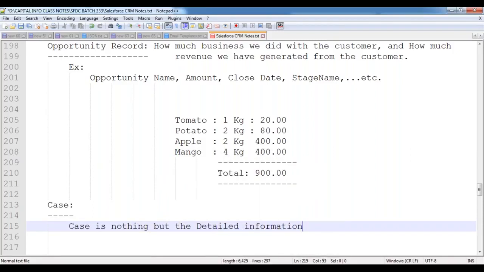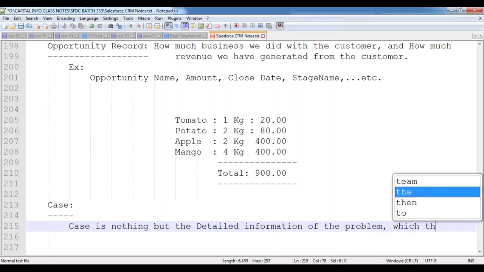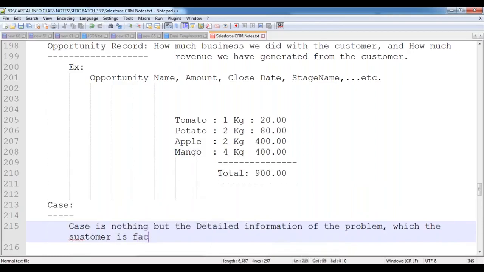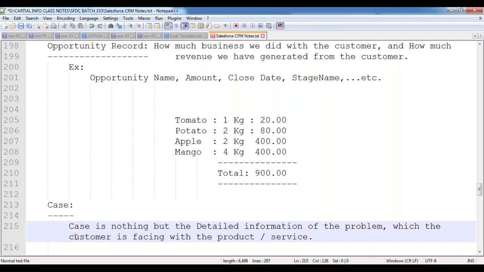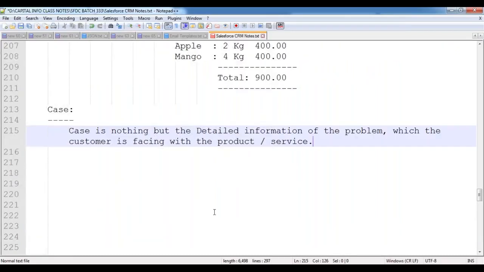The case is nothing but the detailed information of the problem which the customer is facing with the product or service. The customer might be using my product or he may be using my service also. At that time, whatever problem he is facing, that problem's detailed information is called a case.